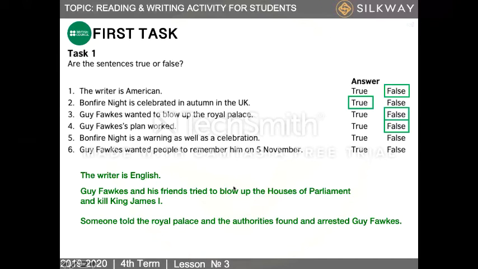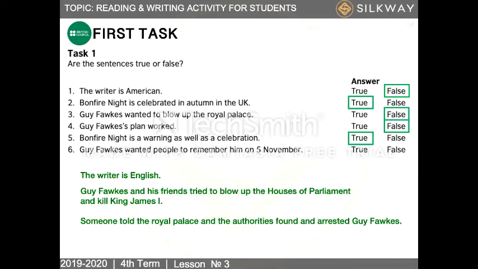Number 5. Bonfire night is a warning as well as a celebration. Is it true or false? It's true. And number 6. Guy Fawkes wanted people to remember him on 5th of November. What do you think is the answer? Is it true or false?